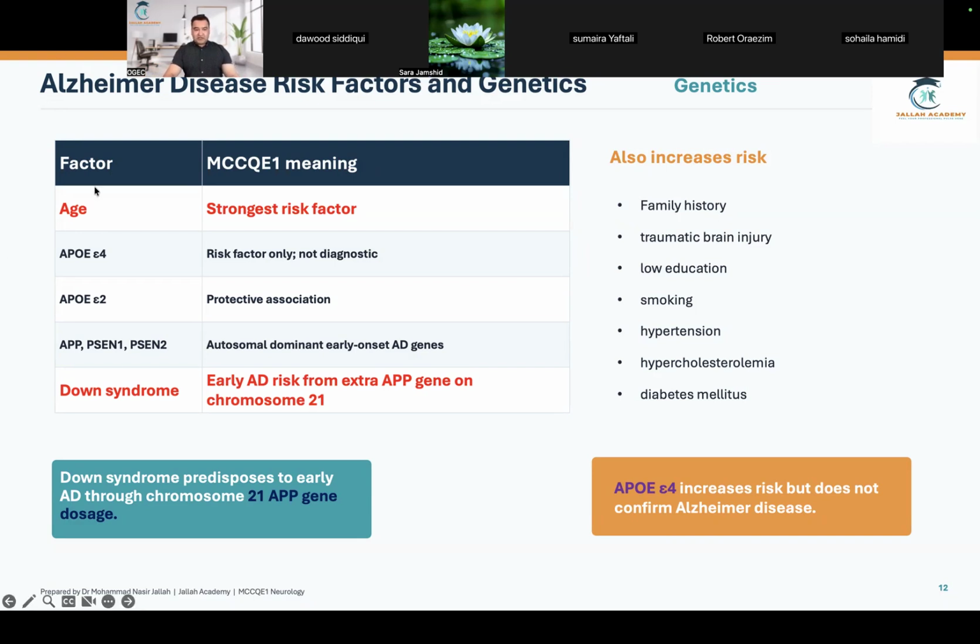Then in terms of genetics, remember these are risk factors, but they are not diagnostic. Remember ApoE2 and ApoE4: this one is protective, this is a risk factor. So if they ask you, ApoE4 increases risk but does not confirm Alzheimer, it is a risk factor. If they ask you about genetics, which I doubt, remember ApoE4, which is very commonly involved as a genetic risk factor of Alzheimer.